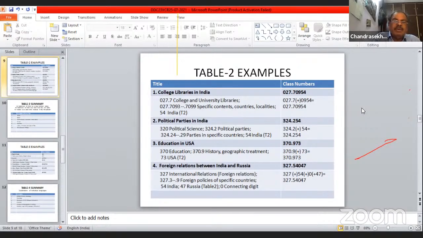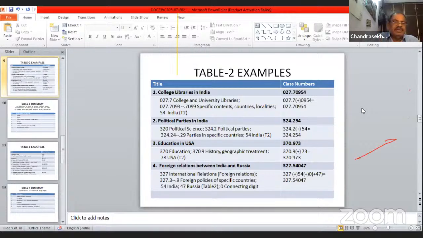Then second title, political parties in India. Political parties, political science, 320. 324.2 is political parties. So 324.2 then 09 for specific countries, 54 India. That means 4 to 9, they are giving the space for the different countries. 5 is Asia, 54 is India. So 54 we have added here. So 324.254.